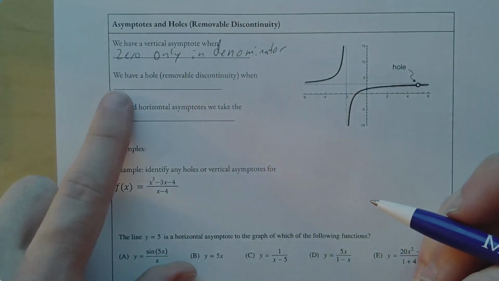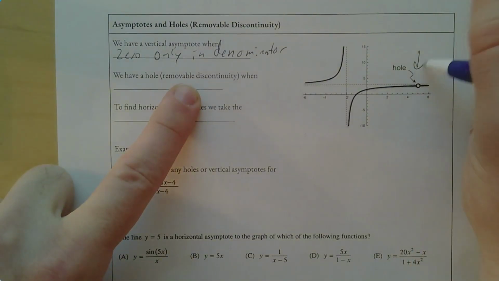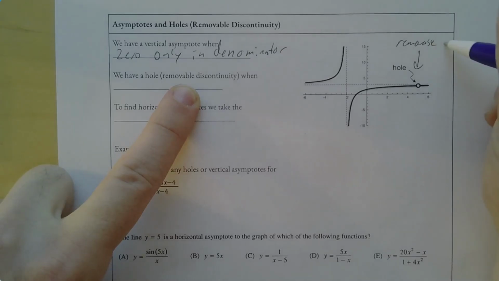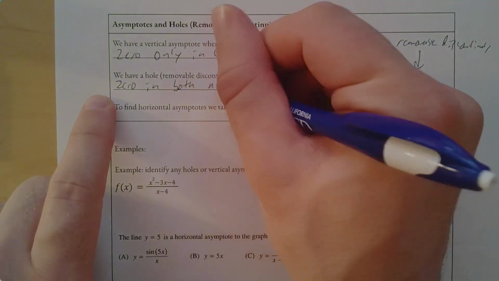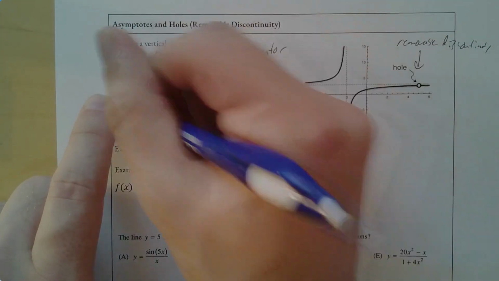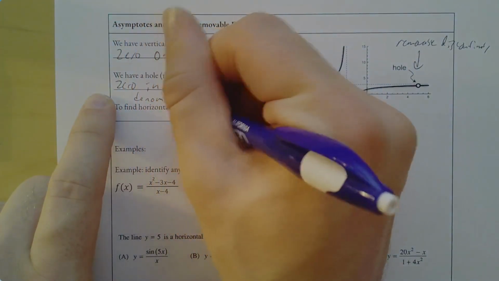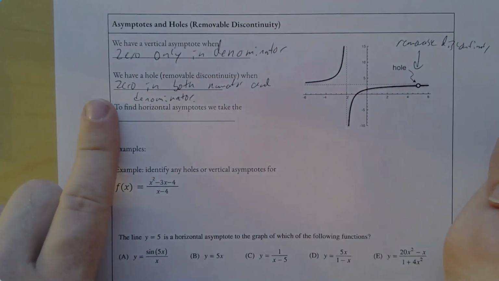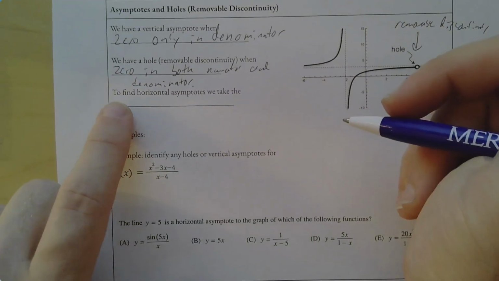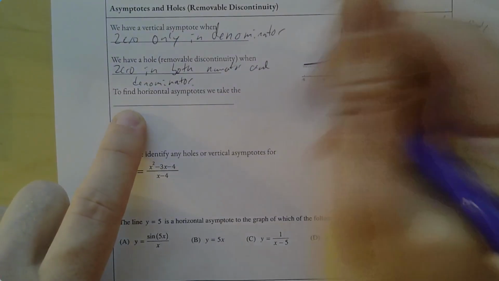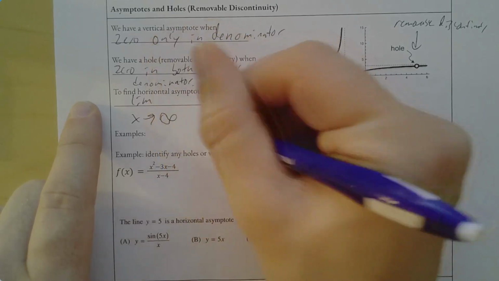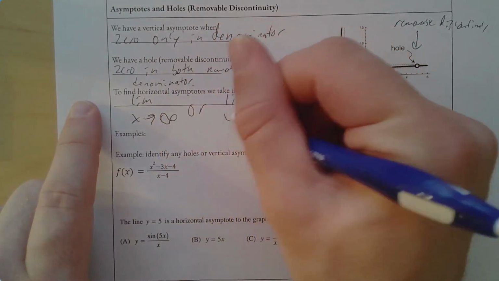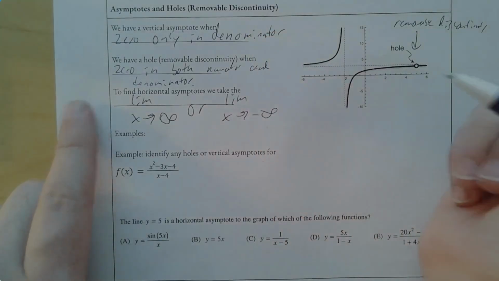We have a hole, also known as a removable discontinuity, which I talked about before. That's this. There's a removable discontinuity. And that happens when there is a 0 in both numerator and denominator. Okay. And we'll talk about that in a second. And then horizontal asymptotes happen when we take the limit as x goes to infinity. So it can be this one, or it could be the limit as x goes to negative infinity. Okay, and we'll talk about that in a second.